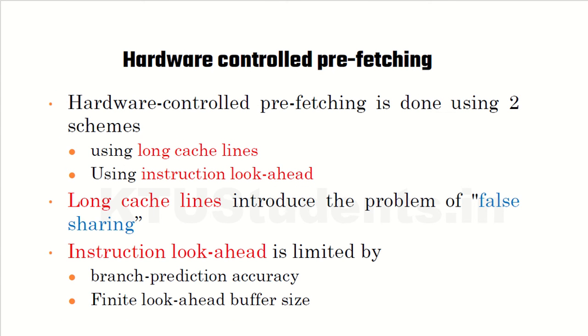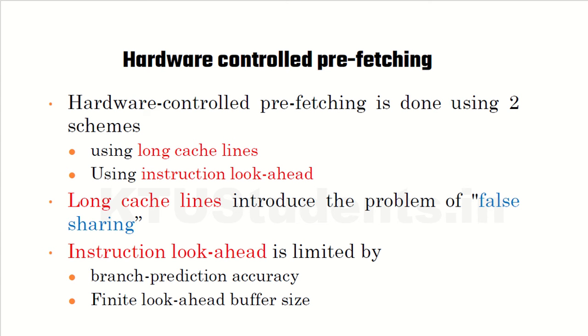In hardware controlled prefetching, you can have long cache lines, and you can even use the method of instruction look ahead. Long cache lines bring the problem of false sharing, because you will be having the caches overlapping each other. There are chances that the data which is being used by one particular instruction falls in the cache of the other processor, which means the other processor is also having access to this particular data. That is the problem of false sharing.